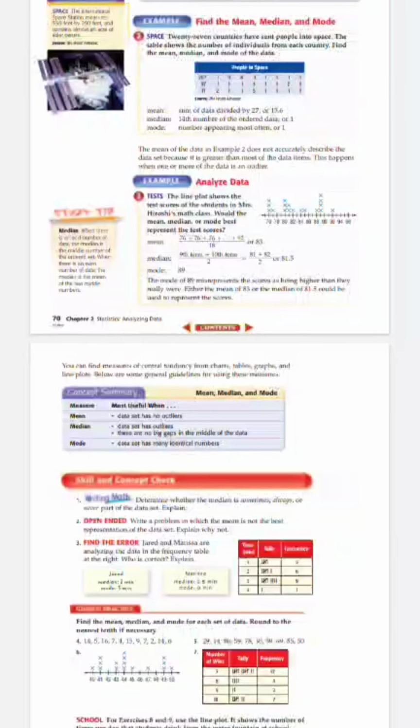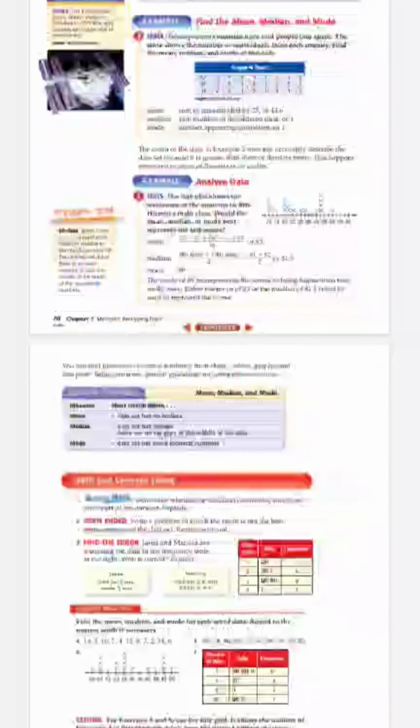Mean: 76 plus 76 plus 76 plus blah blah blah plus 92, per 18, or 83. Median: the 9th term plus the 10th term, over 2. 81 plus 82 over 2, or 81.5.